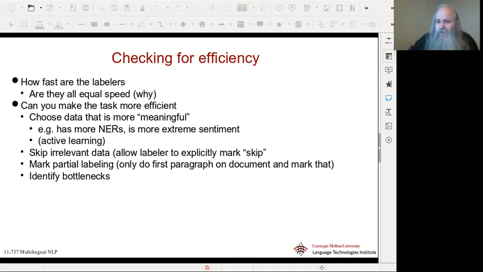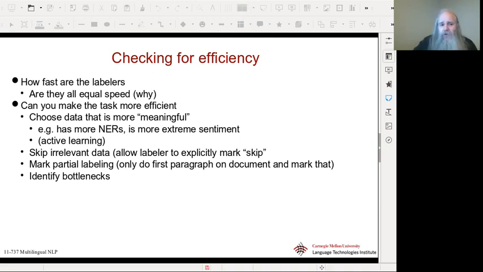Can you make the task more efficient? Maybe choose data that's more meaningful. For example, you choose articles with more NERs in them so that people are not reading an article that doesn't have any NERs in them, and therefore they're sort of wasting time. Is there a way that you might be able to do that so you can get more examples? This comes into this whole area of which things should I do next? And active learning is a particular form of machine learning that involves a human trying to label the hard cases, and Graham will be talking about that on Thursday afternoon.